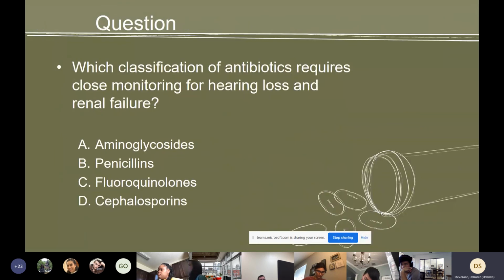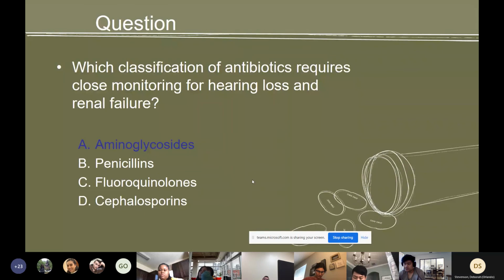So which class of antibiotics requires monitoring for hearing loss and renal failure? Is it the aminoglycosides, the penicillins, the fluoroquinolones, or the cephalosporins? What do you think? I think it's A. Yes, it is A, aminoglycosides.